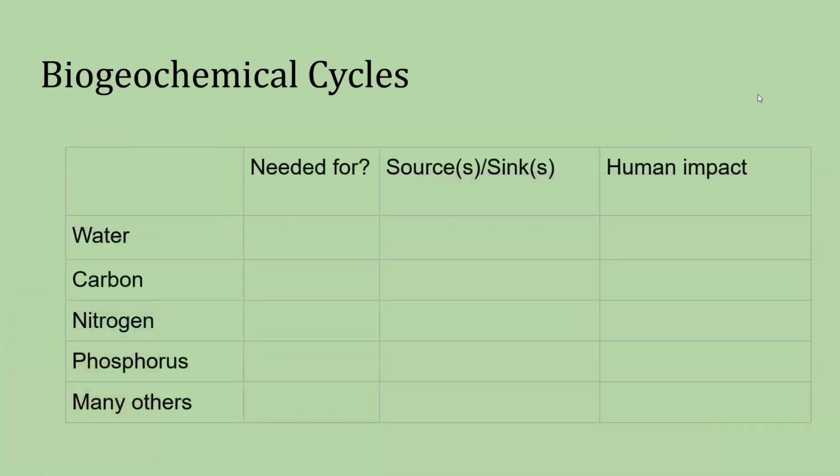So we're going to peruse through these, but as we go through the ones that we end up covering, think about what this resource is needed for, what its sources and sinks are, and what the human impact is, right? Just having this sort of table in your mind can be useful. So, for example, for water, for carbon, for nitrogen, phosphorus, and others. We won't go through all of them, but we're going to use a couple as examples.